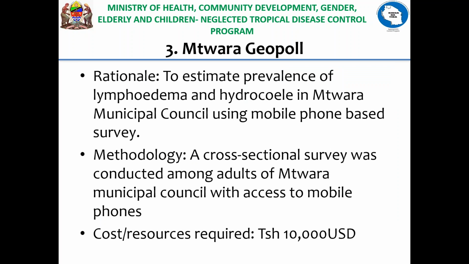The third survey which we have done is the Geopoll. We had a rationale of estimating the prevalence of lymphedema and hydrocele patients in the municipal council of Mtwara using the mobile phone-based survey, the Geopoll. It was a cross-sectional survey conducted among adults who were accessing mobile phones in that specific region. It was not that expensive, but it required $10,000 for the work. Next, please.